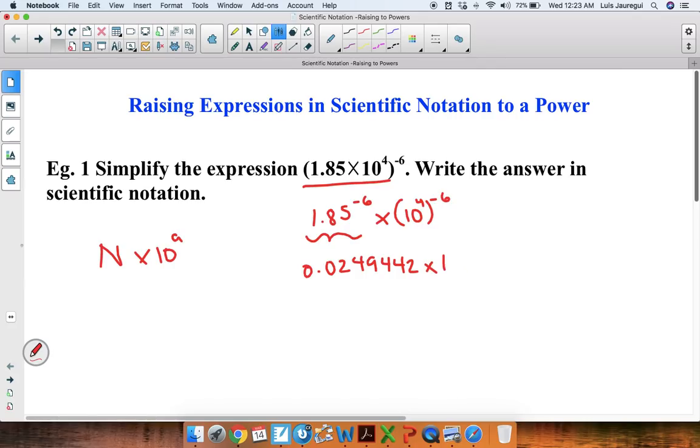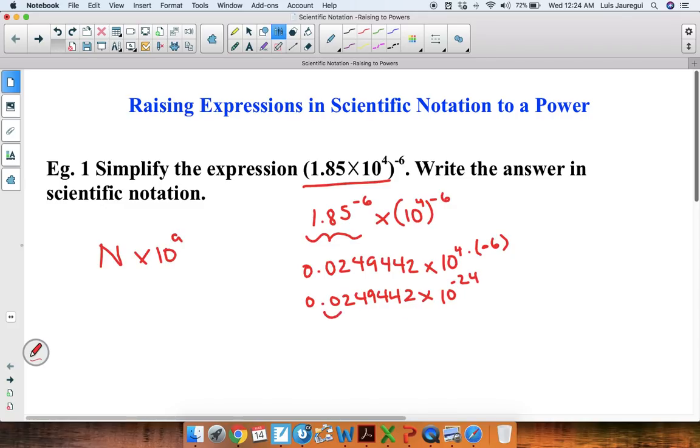In this case, based on the properties of exponents, we're going to multiply the exponents after we keep the base. So this is 4 times negative 6. So this becomes 0.0249442 times 10 to the negative 24, since we had a 4 times a negative 6. Now this expression is still not in scientific notation, so we need to fix it.